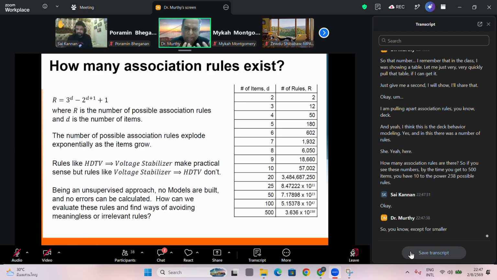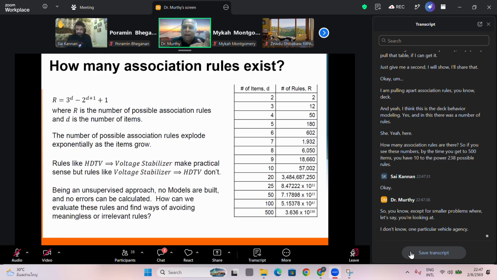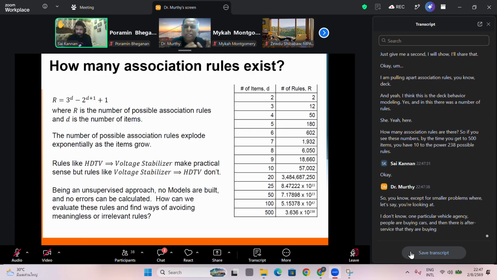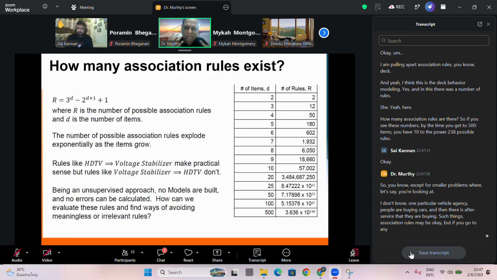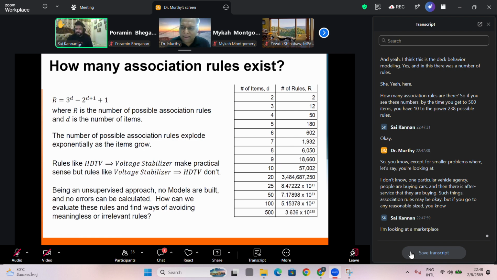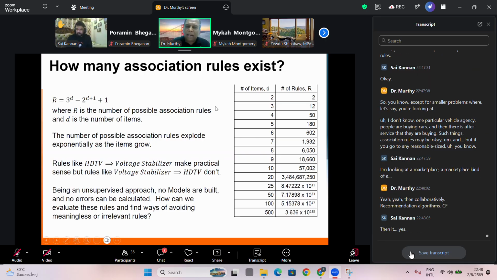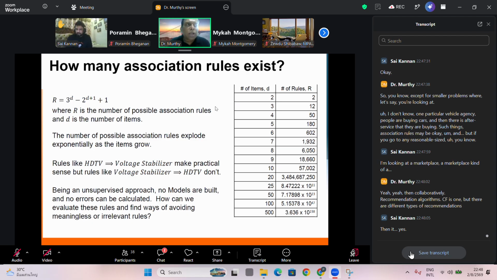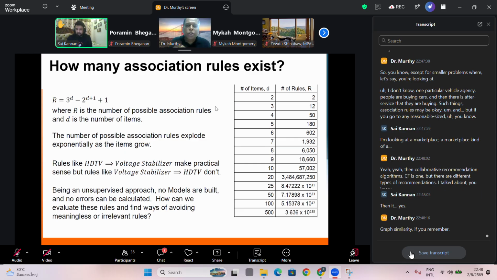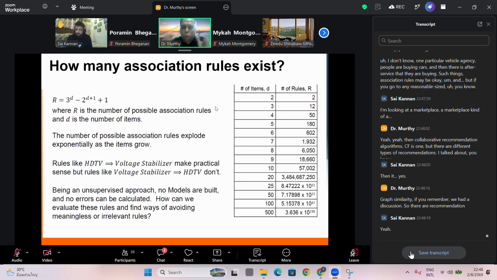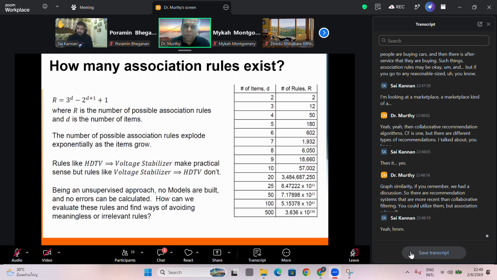Except for smaller problems, where, let's say, you're looking at one particular vehicle agency, people are buying cars and then buying after-service, in such cases association rules may be okay. But if you go to any reasonably sized marketplace, then collaborative filtering. There are different types of recommendation algorithms; CF is one. I talked about graph similarity, if you remember. There are recommendation systems that are more recent than collaborative filtering. You could utilize them, but association rules will probably not be practical.